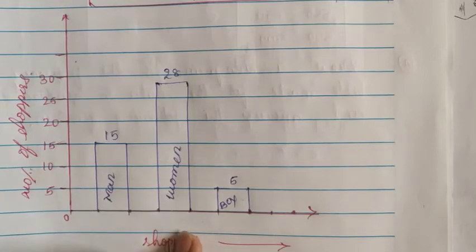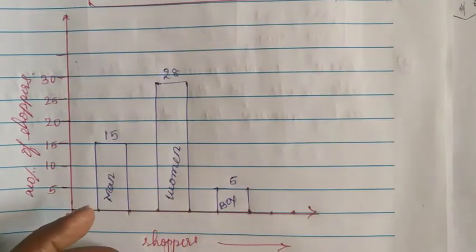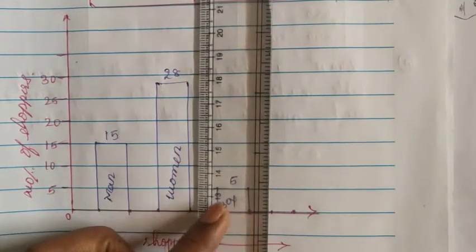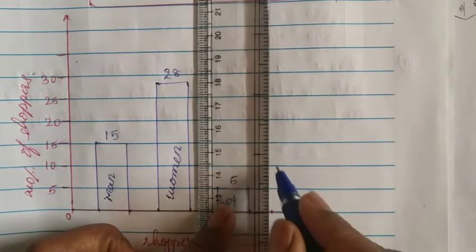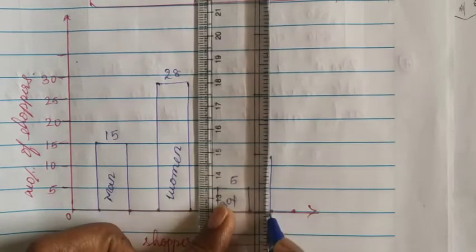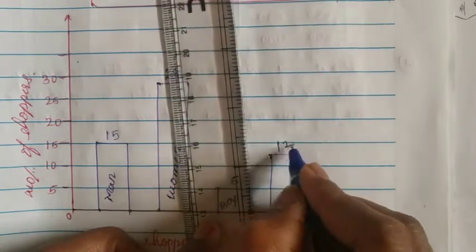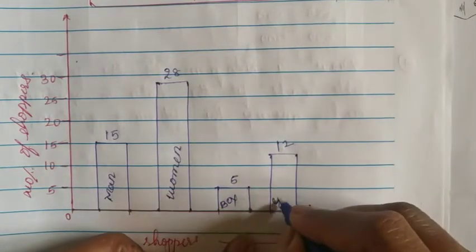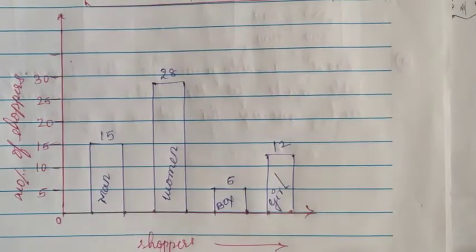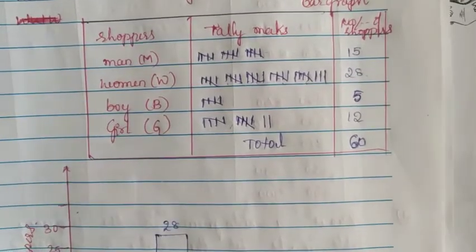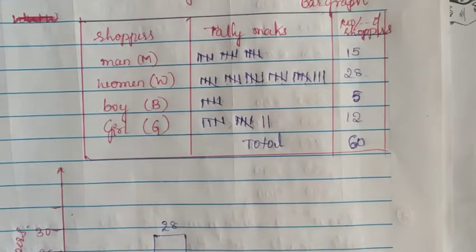Next, the last one is girl. How much frequency does girl have here? 12. Yes, 12 is coming in between 10 to 15. Draw the bar in height 12, in between 10 to 15. That indicates the girl frequency, which is 12, named as girl. This is the bar graph for the distribution table, what we got as the solution for question 2.